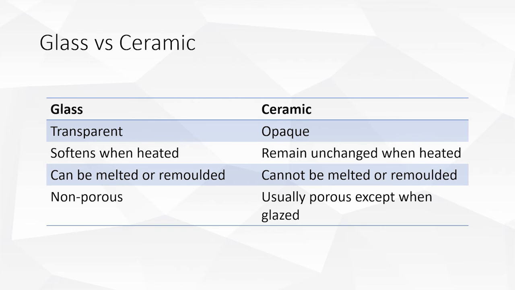Lastly, glass is stated as a non-porous item, which means that it can stand up better to cleaning, whereas ceramic is usually porous except when dense. Hence, ceramic tends to hold germs and stains longer and requires laundering as well.